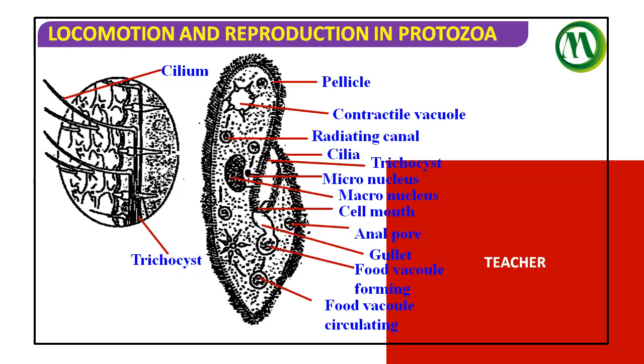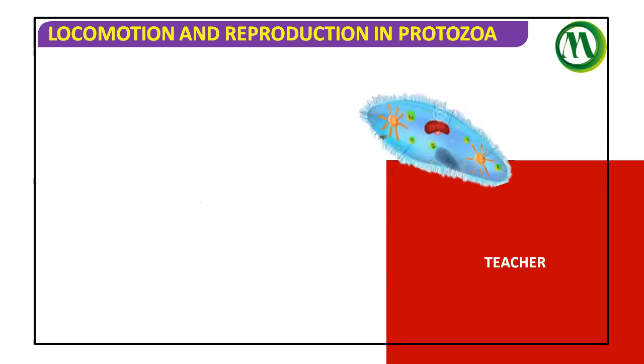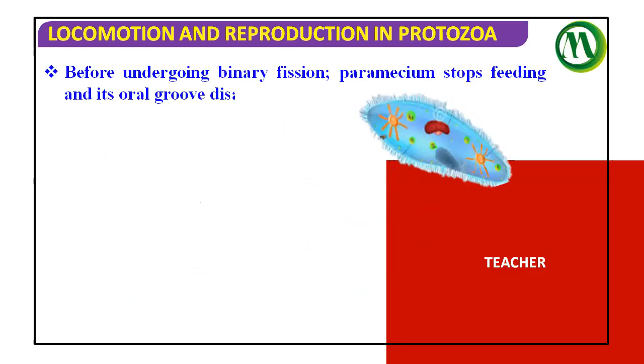What we need to learn, we already learned yesterday: the food vacuole circulating in the cytoplasm. One more showing to you. So this is a paramecium, the basic structure of the paramecium. The things to be remembered.